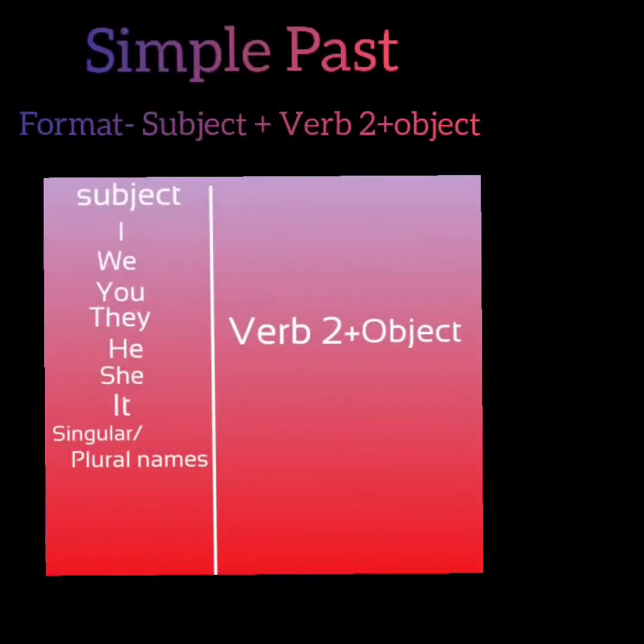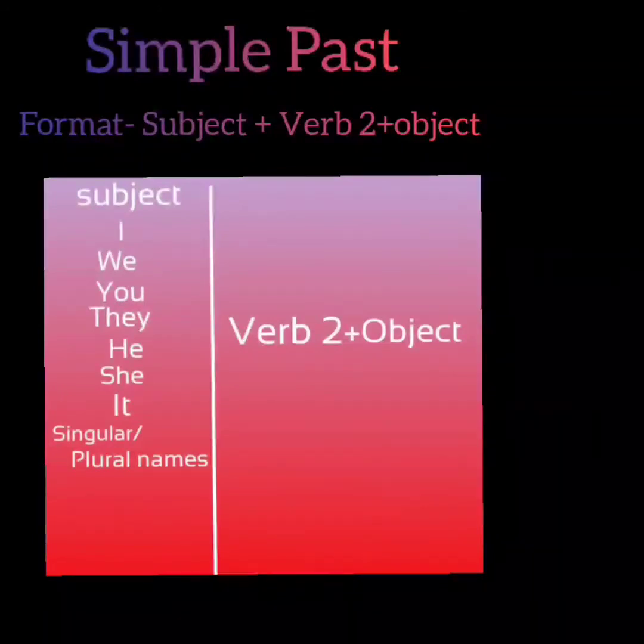Welcome back to grammar class, simple past. So the format of simple past is subject plus verb 2 plus object. If the subject is I, we, you, they, he, she, it, and singular or plural names, the verb we are using is only verb 2 plus object.